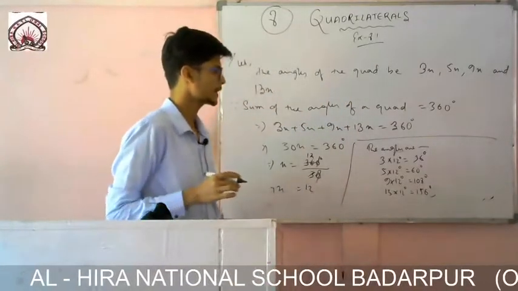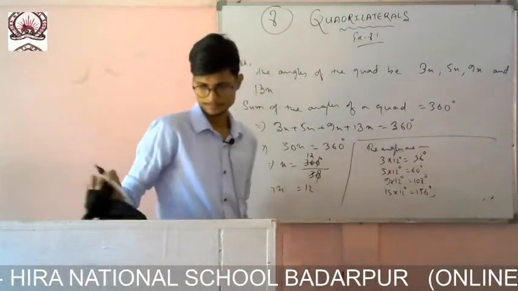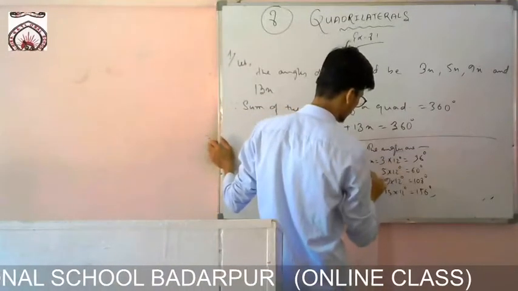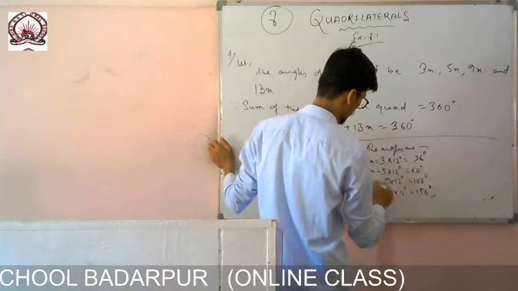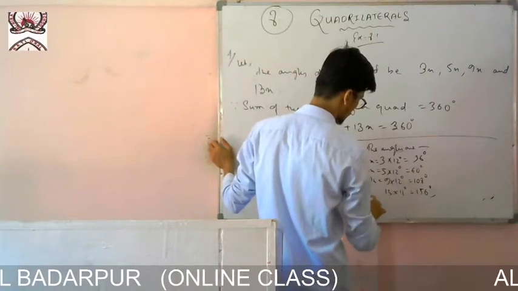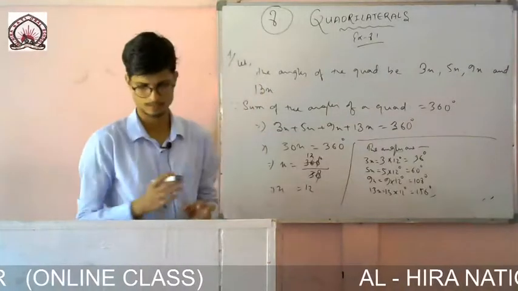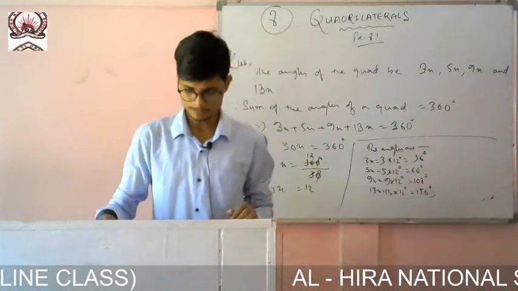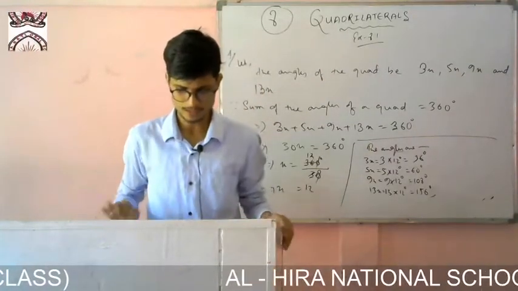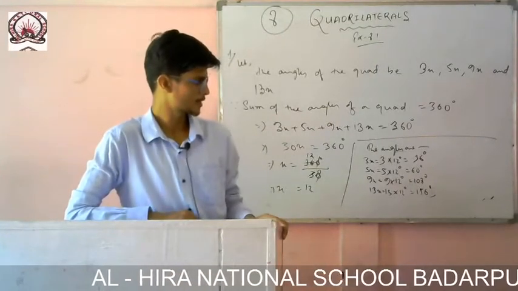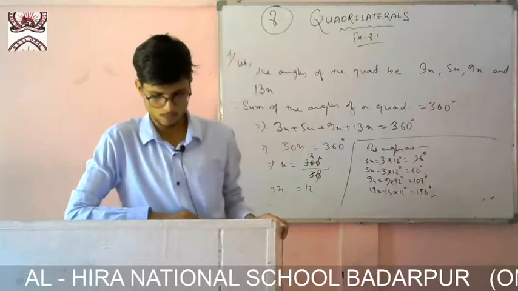So therefore the angles, you can write it like this. Therefore angles are 3x equals to 3 into 12, 5x equals to 5 into 12, 9x equals to 9 into 12, 13x equals to, like this you write it. You will not forget this thing. Okay, so therefore the required angles are 36 degree, 60 degree, 108 degree and 156 degree.